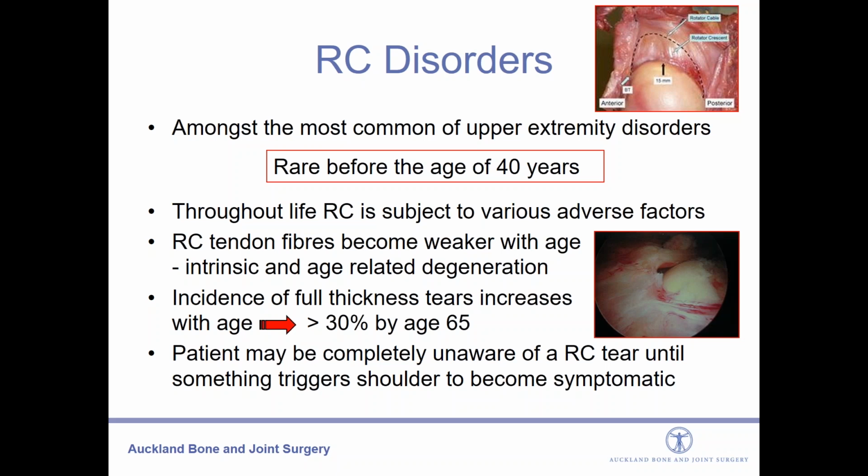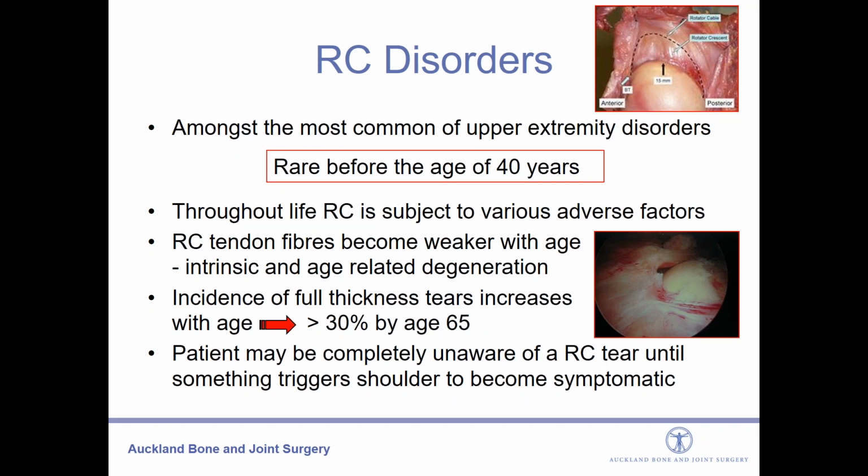It's the most common upper extremity disorder that we see, but it's rare before the age of 40. And I think that's a very key point to take home as well. So someone with shoulder pain, 25 years of age, almost never is that going to be a rotator cuff problem.